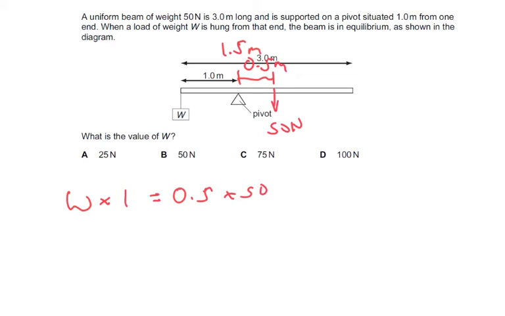Okay, well, we don't need to really worry about this one. So 0.5 times 50 is 25. Divide by the 1, we find it's 25 newtons, which is A.